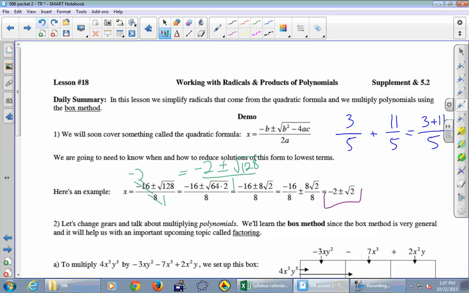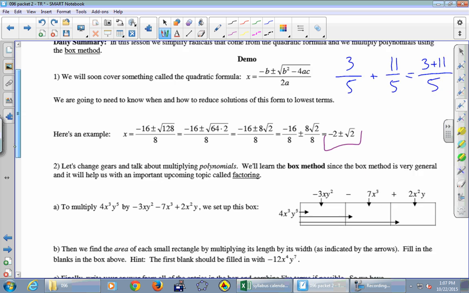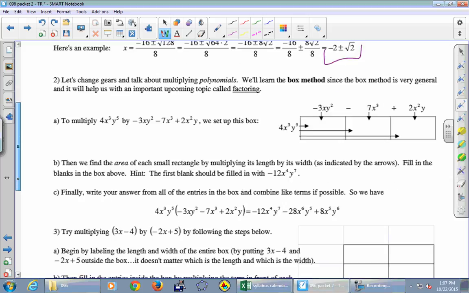So this is why I always think it's a good idea to split before you reduce, and you'll have this temptation in a lot of problems to reduce. Before you reduce, split. That 8 is going to affect both pieces. Okay, so that's all we're going to say about radicals for a while. Let's come down to number 2.